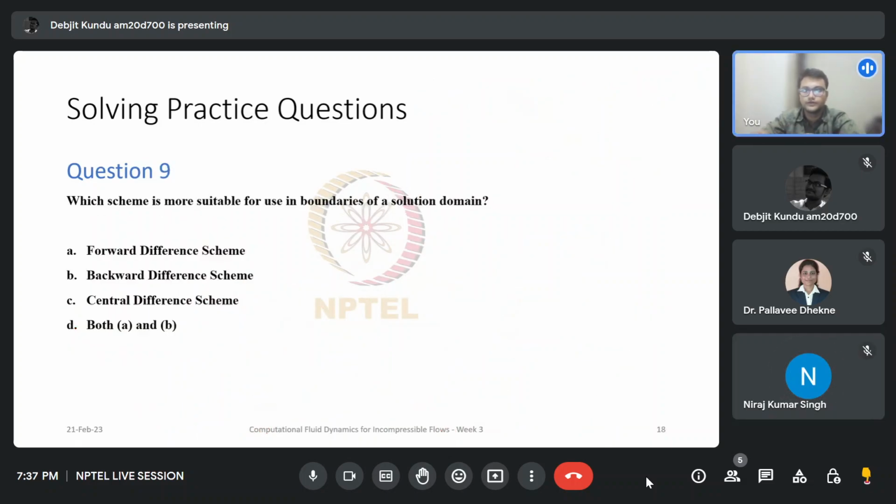So we will move on to question number 9 of today's session, which is which scheme is more suitable for use in boundaries of a solution domain? Is it option A, forward difference scheme? Is it option B, backward difference scheme? Is it option C, central difference scheme? Or is it option D, both A and B?